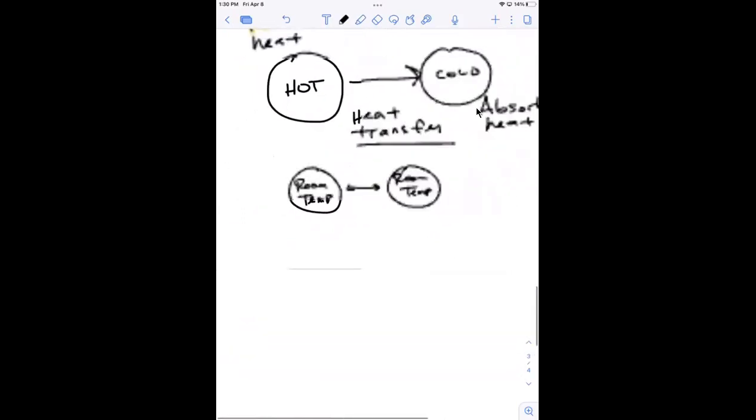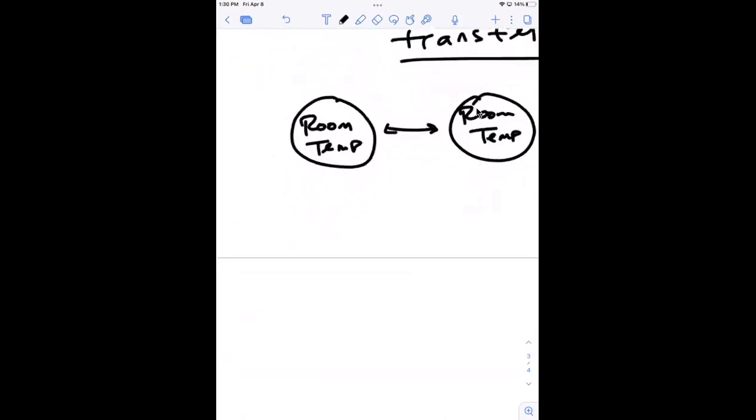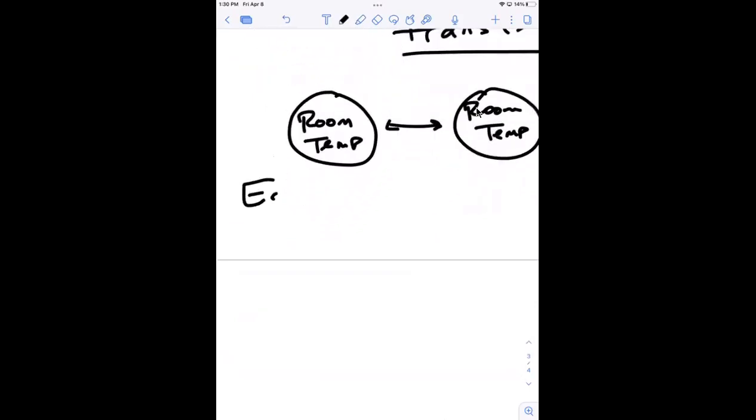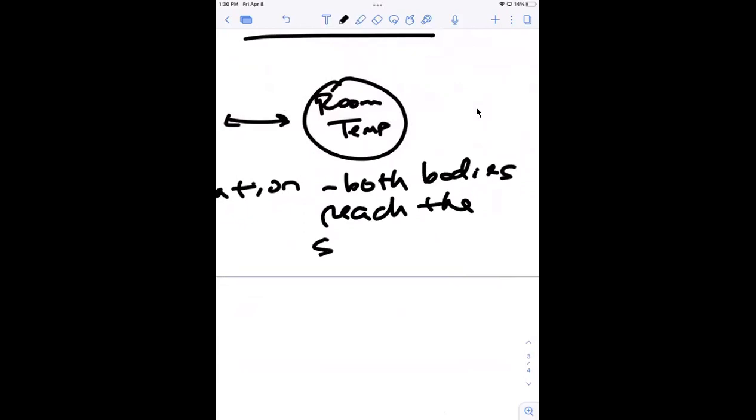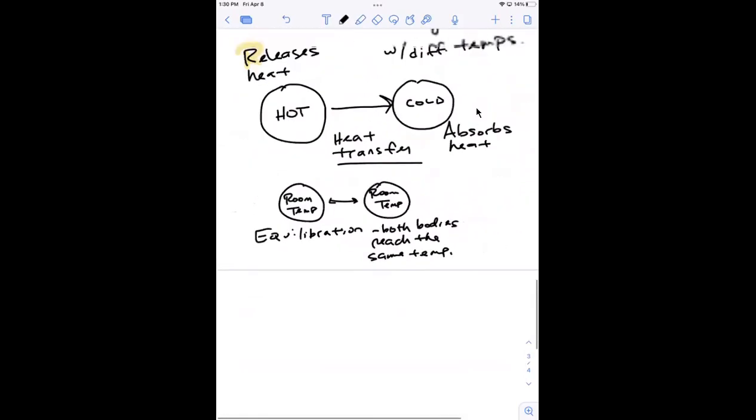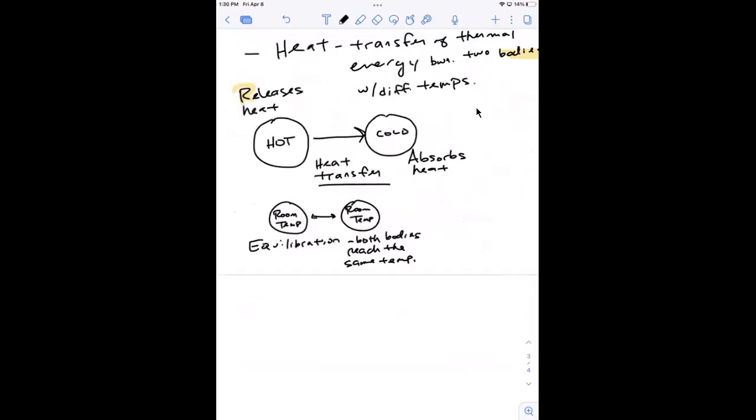Like they'll both eventually get to room temperature. That's called equilibration. So both bodies reach the same temperature. But in general, heat is always transferred from high temperature to low temperature.